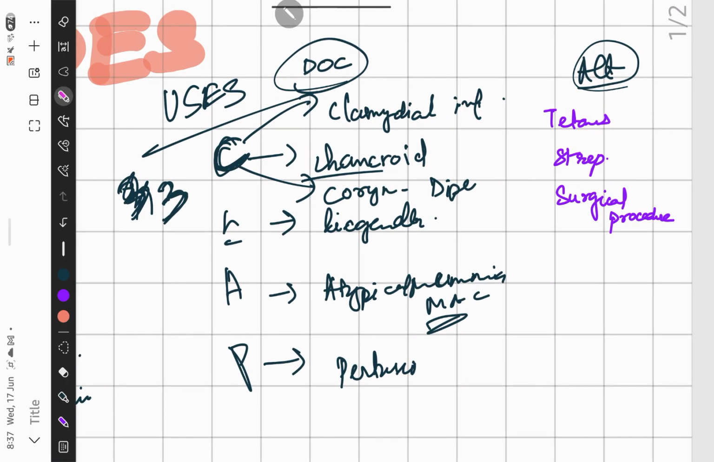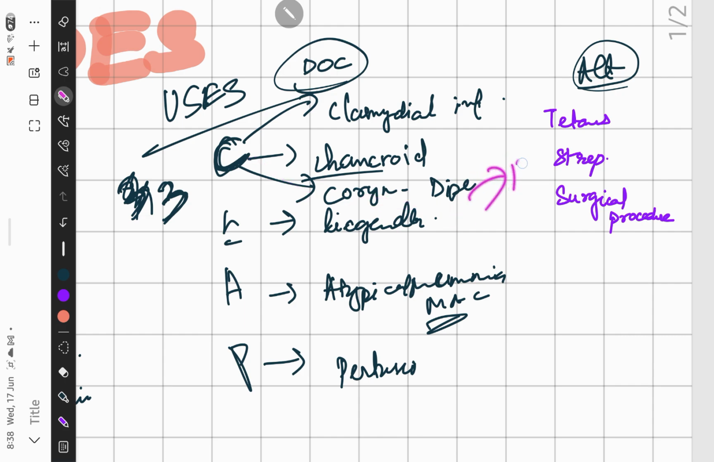Uses: it can be the drug of choice or it can be the alternative. For drug of choice, you will remember it as CLAP. C is for chlamydial infection. If you write a 3, it is like C written upside down. So for C, 3 indications are there: one is chlamydial infection, another is chancroid, a sexually transmitted disease, and then diphtheria, Corynebacterium diphtheriae.